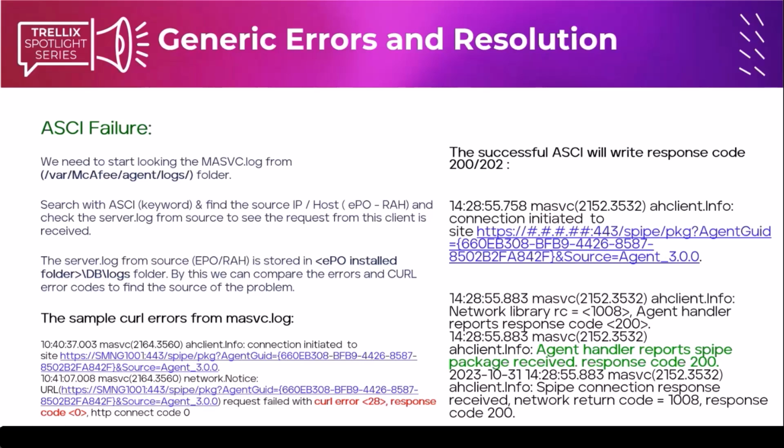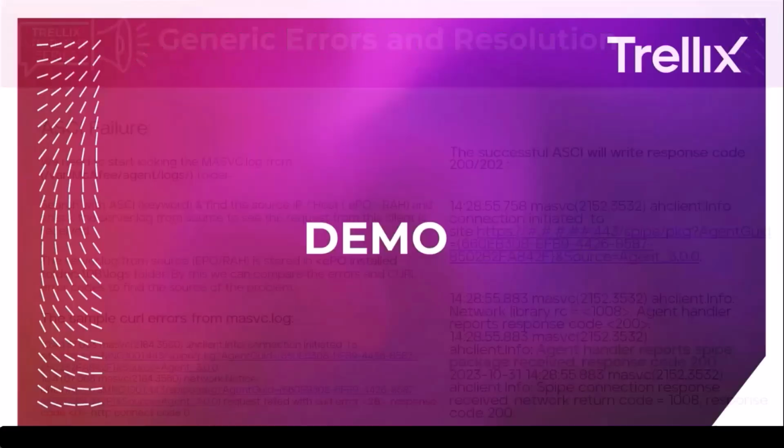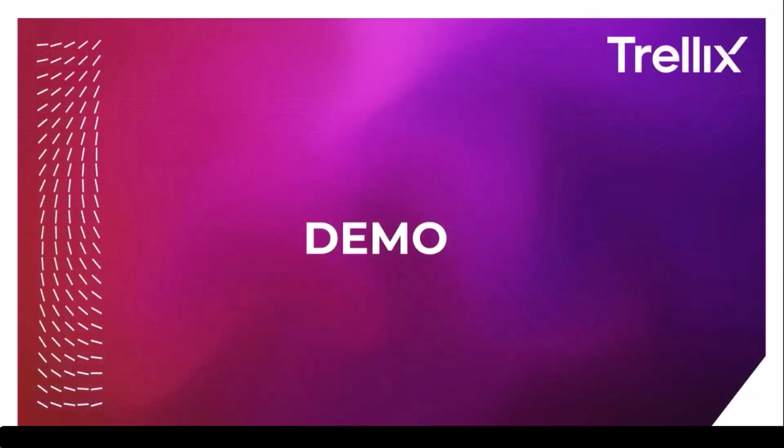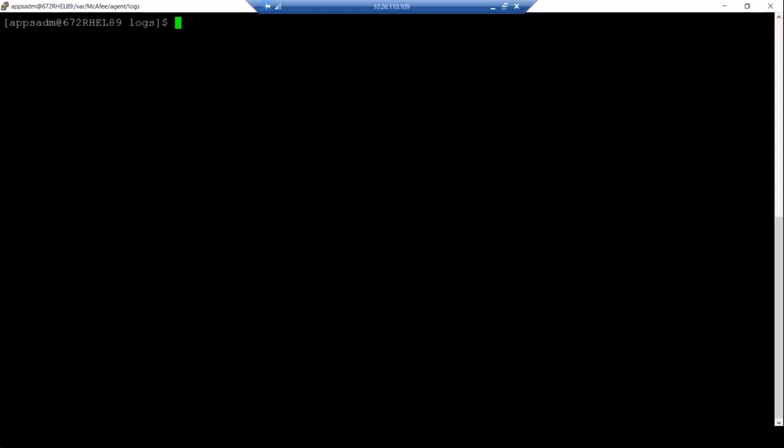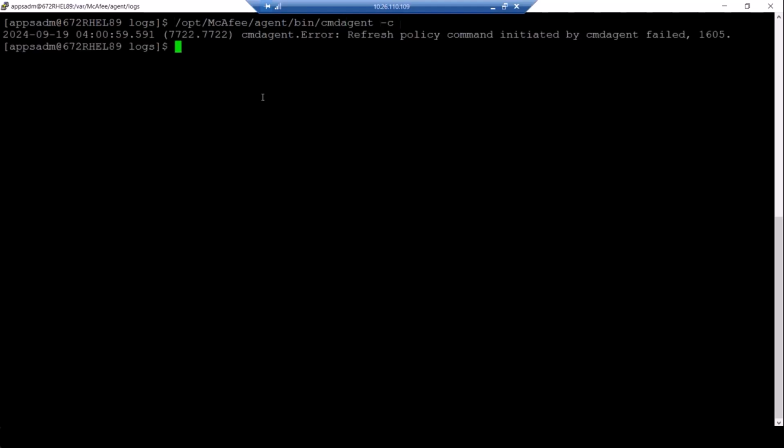Now, let's get into a demo session to see how to resolve the agent server communication issue. In my test machine, let me check how to troubleshoot the communication issue, curl error 28. Let me initiate the wake-up call locally from the server using the command /opt/McAfee/agent/bin/cmdagent -c. We could clearly see that it is returning with an error, and the command failed to initiate with the error code 1605.